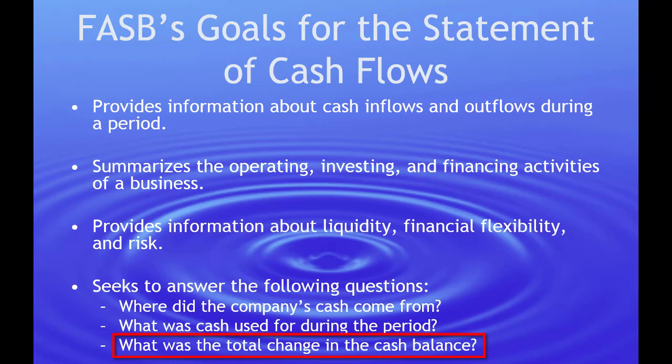ends where it's supposed to end, and not just with a summary of the changes this period with no reference to an actual balance. So again, these are FASB's goals, and they inform all of the decisions that have been made by FASB about what our statement of cash flows is going to look like.